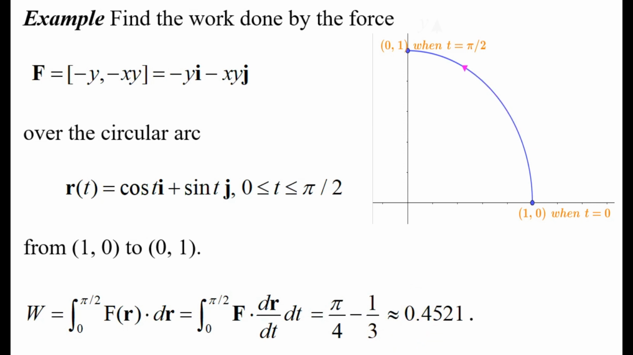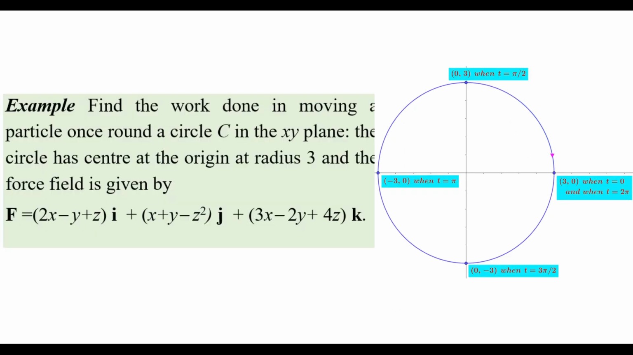So the required work is approximately 0.4521 units. As another example, we find the work done in moving a particle once round a circle C in the xy plane. The circle has center at the origin and radius 3, and the force field is given by F = (2x - y + z)i + (x + y - z²)j + (3x - 2y + 4z)k.